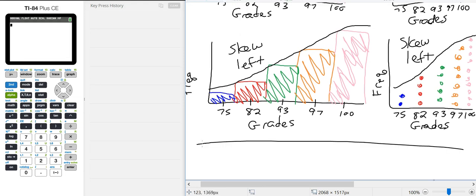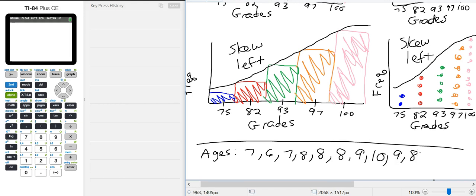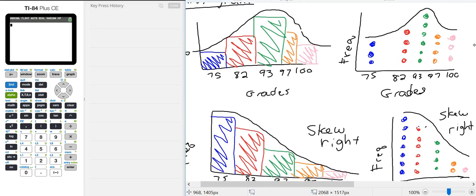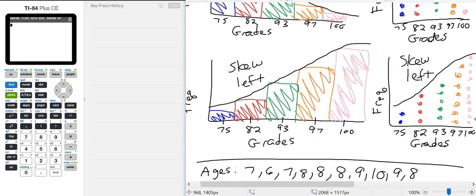Let's say we have ages of students in a cafeteria. We have 7, 6, 7, 8, 8, 8, 9, 10, 9, 8. We have all these data points, and we want to know, is it normally distributed, is it skewed left, or is it skewed right? So we can have the calculator draw for us a histogram. It won't draw for us a dot plot, but it'll draw for us a histogram showing the data, and we'll be able to see, is it normally distributed like the first graph, is it skewed right like the second graph, or is it skewed left like the third graph?